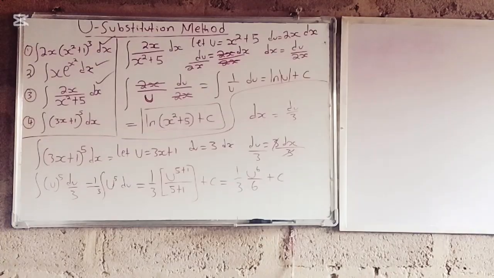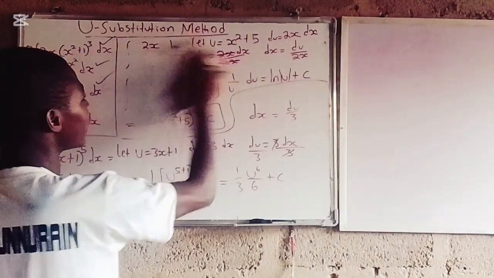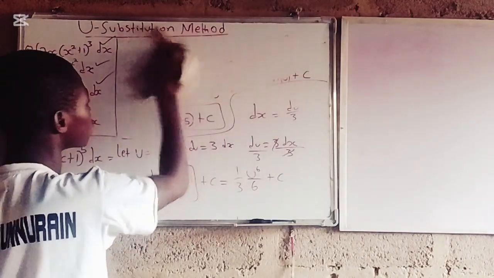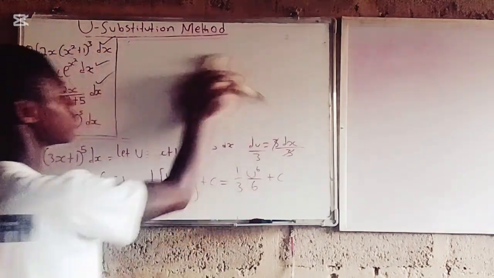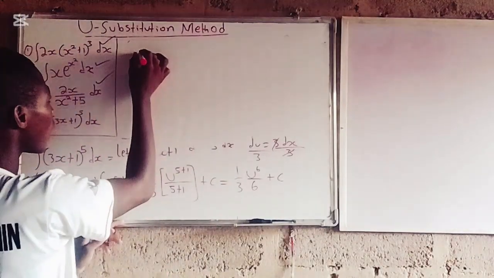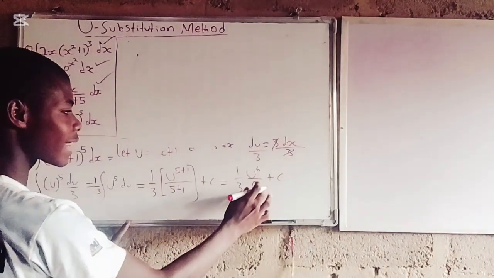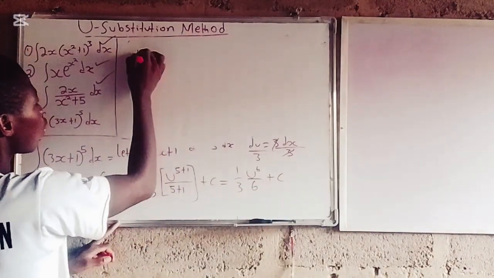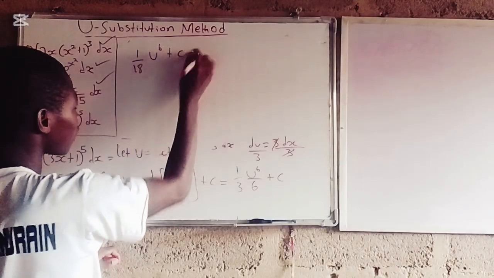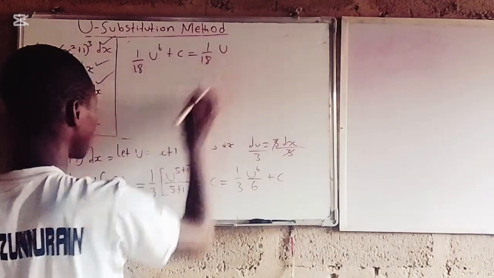So as you can see, I'm almost at the end of the solution. I can say 3 multiplied by 6, which is 18. 1 over 18 u to the 6th power plus constant of integration.